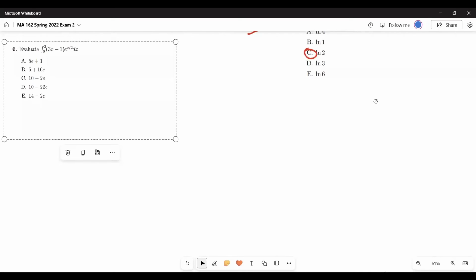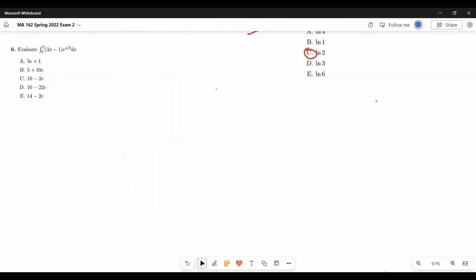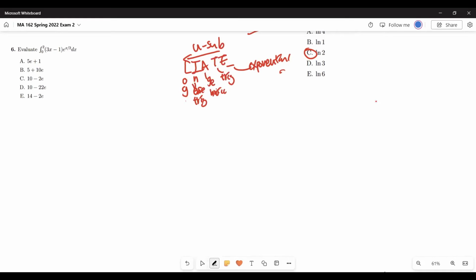Okay, so this question asks to evaluate the integral. So we see 3x minus 1 and e. What we're going to do is a u substitution, but there's a formula, if you remember it, LIATE: L as log, I as inverse trig, A as algebraic, T as trig, and E as exponential. So in this order you choose u. For example, if you see log and exponential, you will choose u as log, because it comes first in the order.